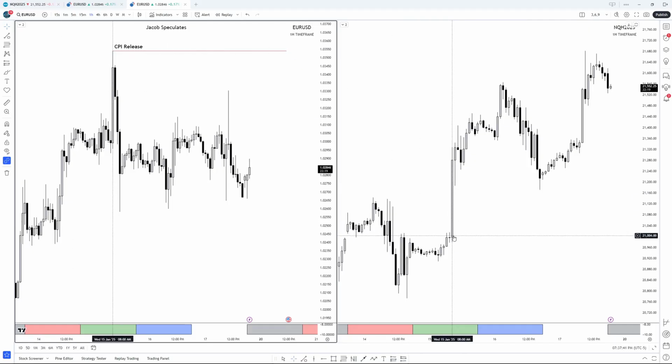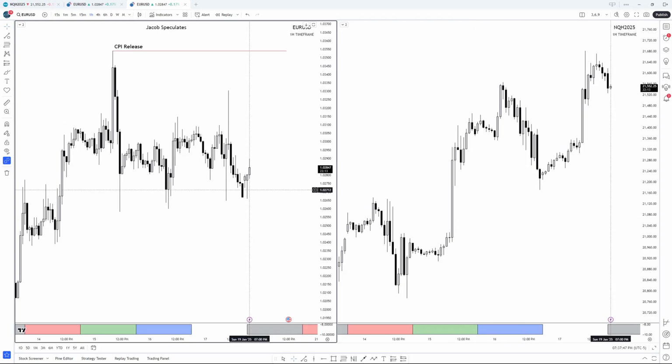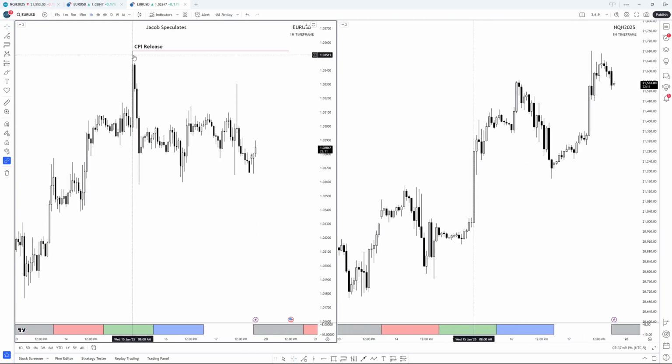But on the NASDAQ, it did not form the high of the week, and price continued going higher and higher and higher. So there is a, not going to say cracking correlation, but a decoupling. After CPI released, it returned right back within the range, and it's just been consolidating ever since. NASDAQ has just been expanding higher and higher.